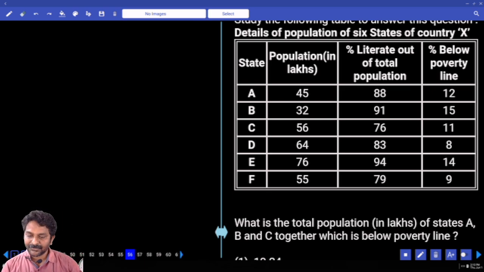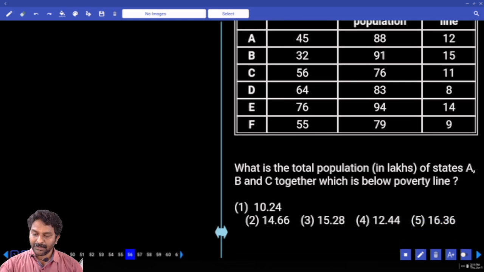Okay? Chalo. What is the total population in lakhs of states A, B, C together, which is below the poverty line? Yes? A, B, C.